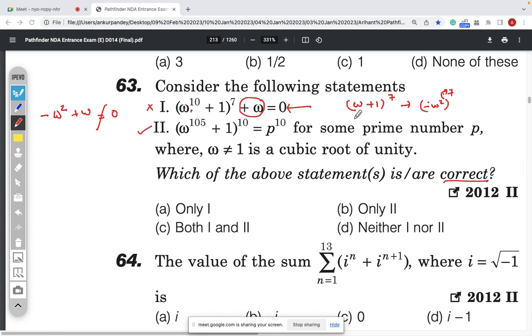How come? So beta, look, you know that 1 plus omega plus omega square is equal to 0. Yes, sir. So 1 plus omega is equal to negative omega square. Okay? Okay, sir. Sure? Yes, sir. Very good. Shabash.